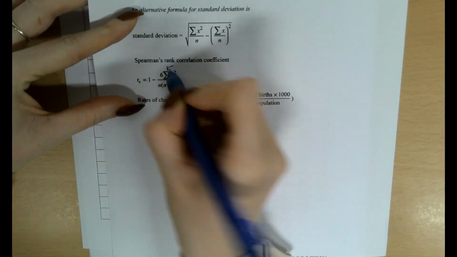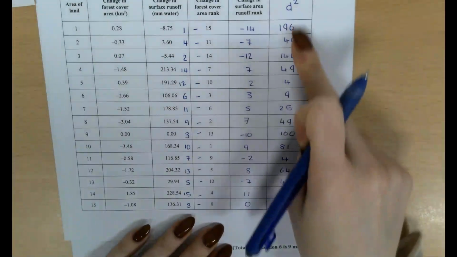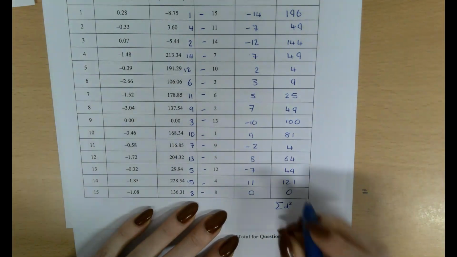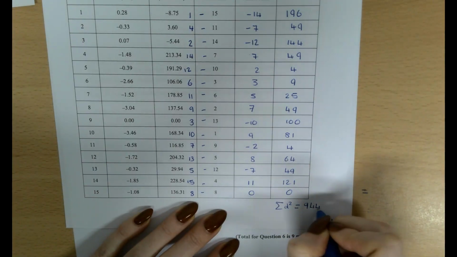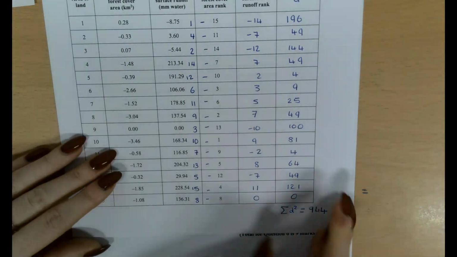Now coming back to my formula, we can see here we've got this capital sigma. Remember, that means sum. So we're going to need to add all of those up. And so I can add all of these values up. If I add all of those values up, I'm going to get 944.